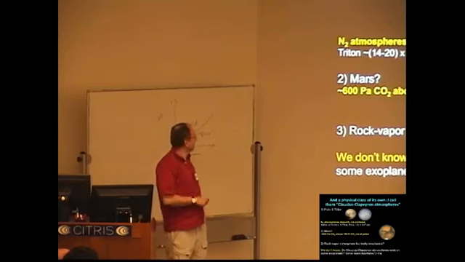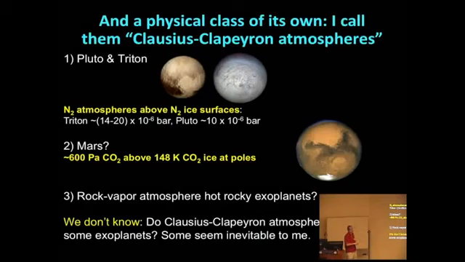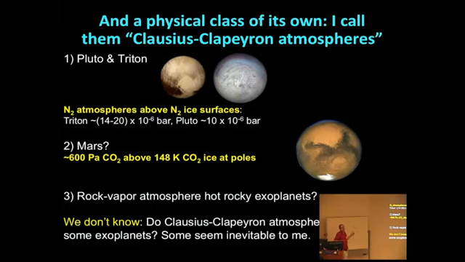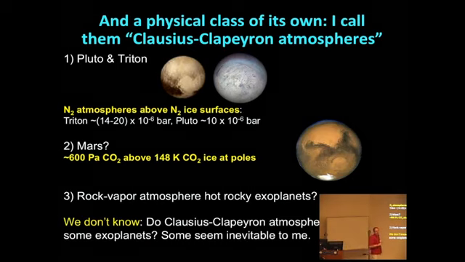And the same for Mars, in the sense that the polar ice caps are about 148 Kelvin. At that temperature, you get 6 millibars of CO2. So there's also a buffer going on there, and I would put this in the same class. Let's call it a Clausius-Clapeyron. This is not a standard term. It's just one that I've made up, but it makes sense.